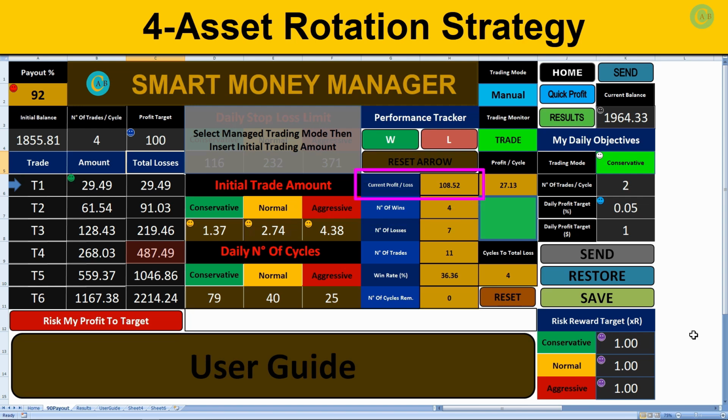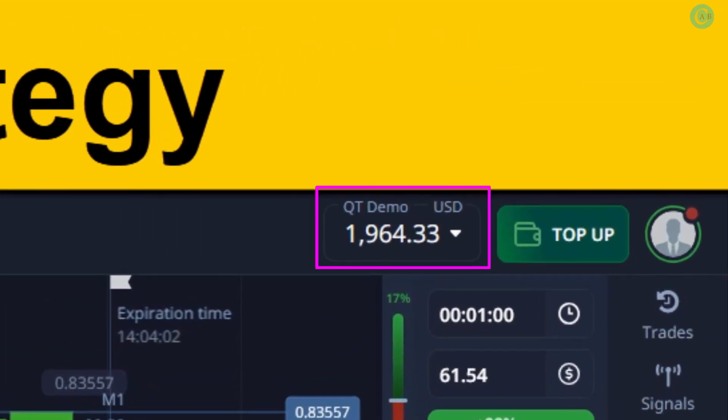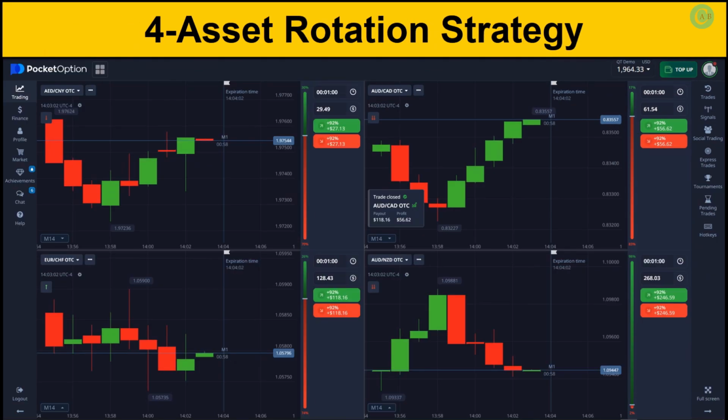And you can see my current profit is $108.52. And according to my Smart Money Manager, the current balance has to be $1,964.33. Let's check the accuracy of my Smart Money Manager with the trading platform. And as you can see here, my current balance is $1,964.33. Same amount.